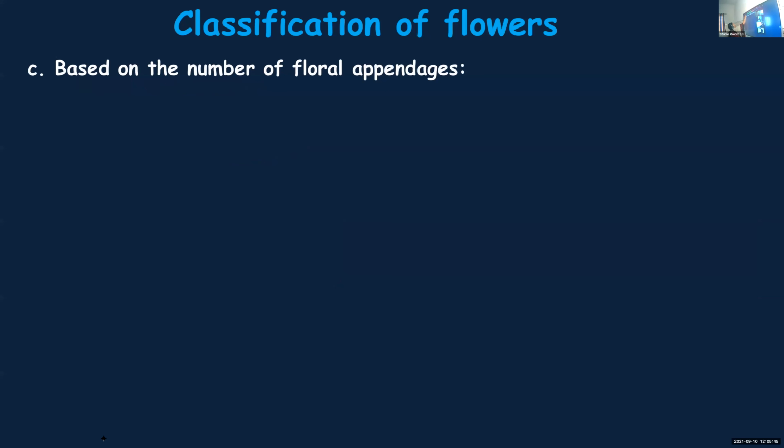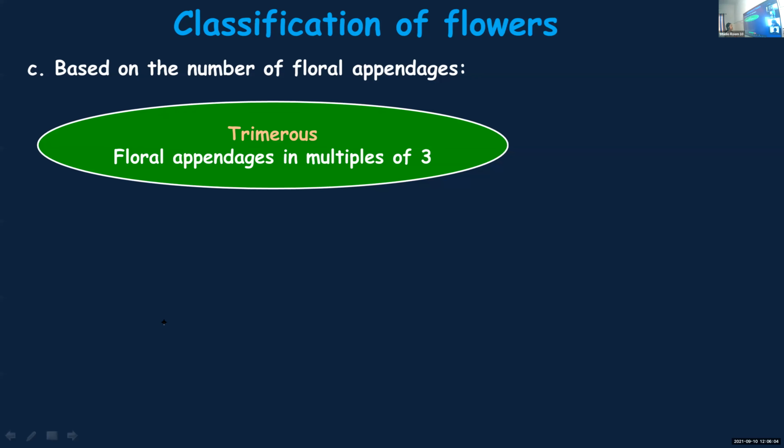Next, we are going to see another criteria for classifying flowers. First one, we learned the classification based on the reproductive organs. Then we learned its classification based on symmetry. Third one, classification based on the number of floral appendages.